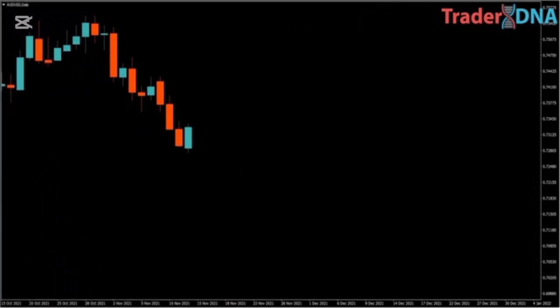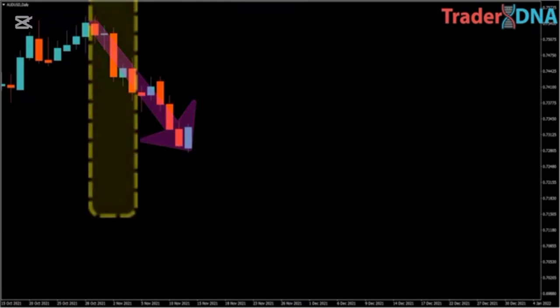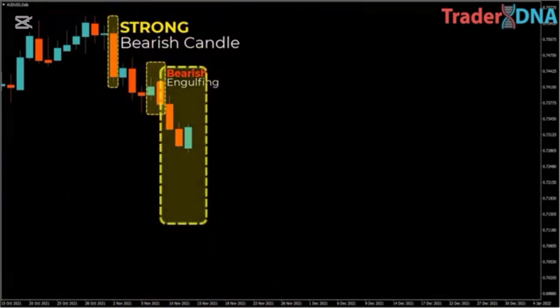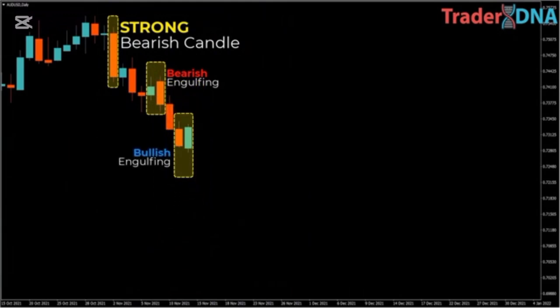Alright, let's break this down step by step. Looking at this chart, we can see something crystal clear. The market is in a strong trend. You can spot a dominant bearish candle followed by a powerful bearish engulfing pattern. This setup alone is a strong indication that sellers are in full control. Then, the market throws a curveball. A strong bullish engulfing pattern appears, signaling that buyers are trying to reverse the trend. And at first, it looks like they might pull it off. A bullish candle forms right after, seemingly confirming the reversal.